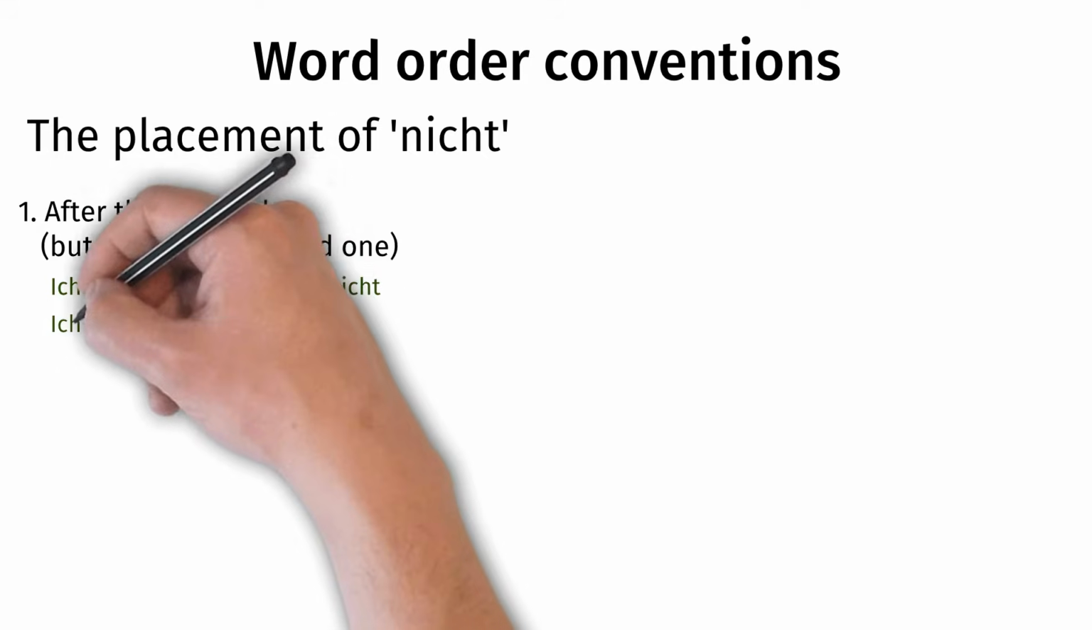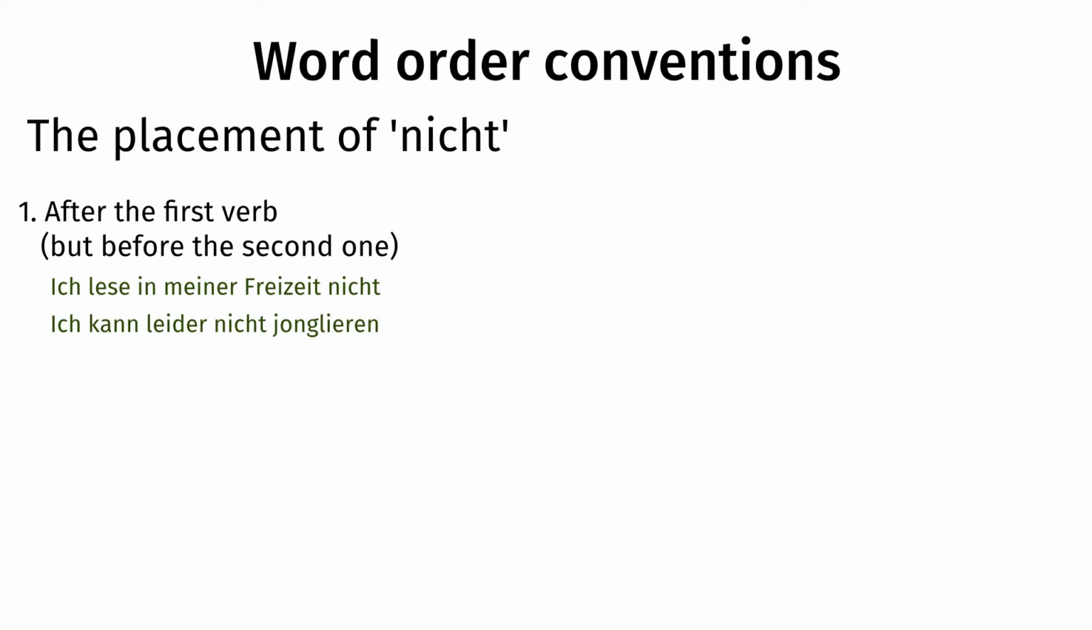It's referring to the verb lese, and it's going to go after that verb, but before a final verb if there is one. Second example, ich kann leider nicht jonglieren. Unfortunately, I can't juggle. Again, notice that nicht is after kann, but before the final verb at the end of the sentence. So that's pretty easy.